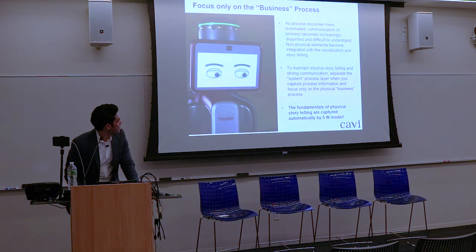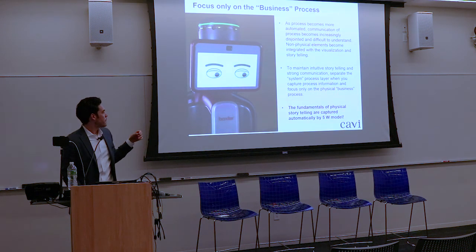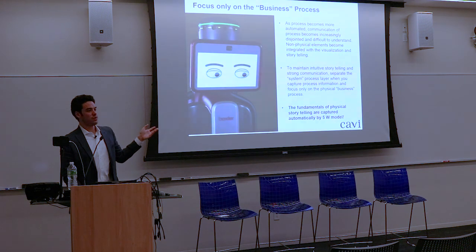We're focusing only on the business process. So again, and these are talking points of what I just covered, it becomes less intuitive the more system stuff is happening. Especially if you put it into your requirements or your maps and you don't separate it properly, it becomes even less intuitive for people.